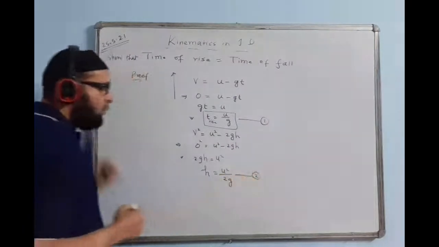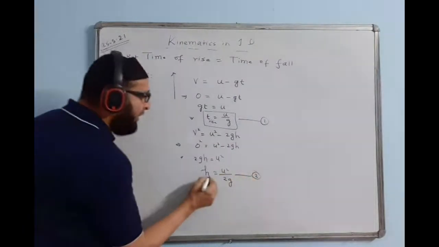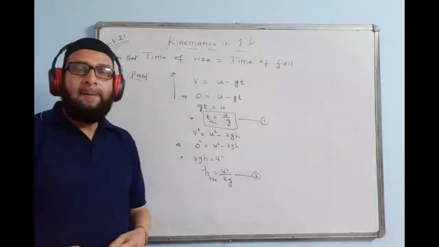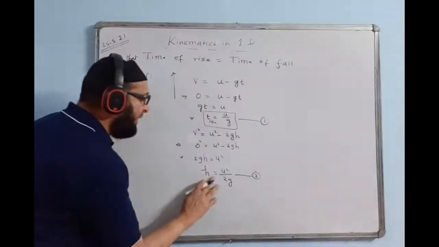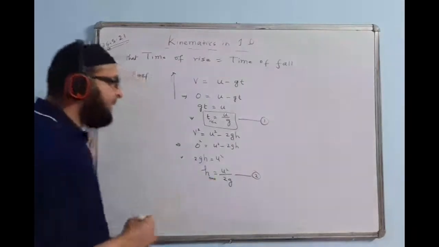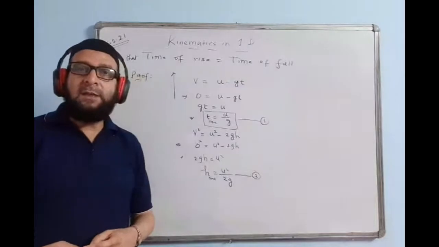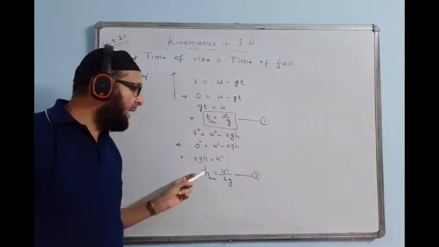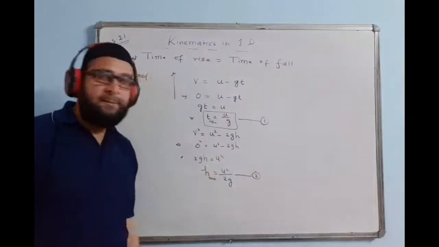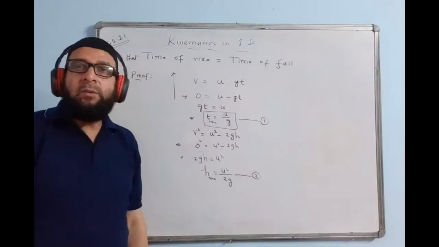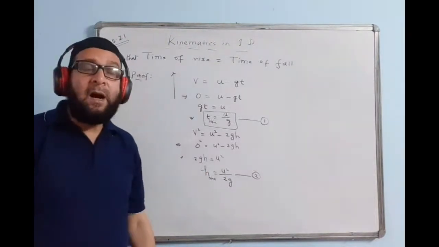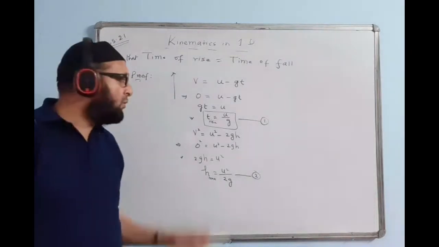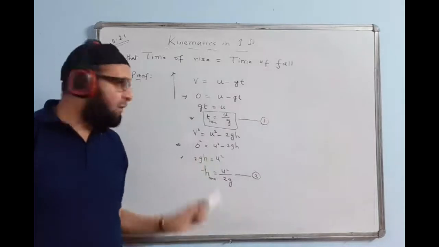Mark this as equation number 2. This is the formula of h. h means height of rise, maximum height, or you can take this as h max. h max means maximum height reached by the body. And the formula of that maximum height becomes u squared by 2g. So this formula you can learn by heart, or you must make it a habit of using this formula. You can do it directly without using this concept way. Directly you can use this formula to find maximum height.